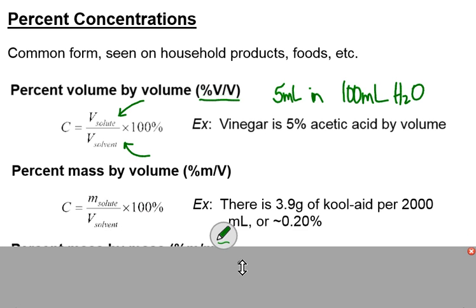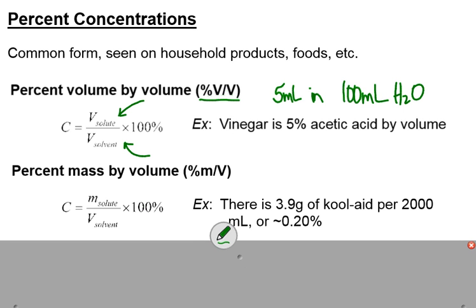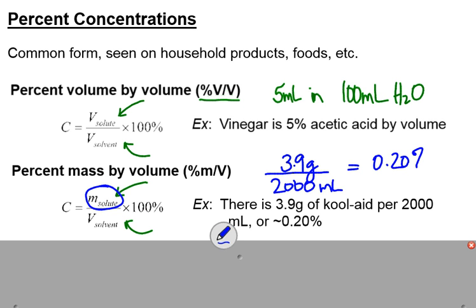Here's an example of a percent of mass by volume. This is when we dissolve a solid into a liquid. The example that I have here is 3.9 grams of Kool-Aid per every 2 liters, or 2,000 milliliters. That is the same as saying about 0.2%. So again, what do we do to calculate this? You would do 3.9 grams, the mass of the solute, divided by, in this case, 2,000 milliliters. And that's how you would get your 0.20%. Oh, and sorry, you'd have to times it by 100 there.